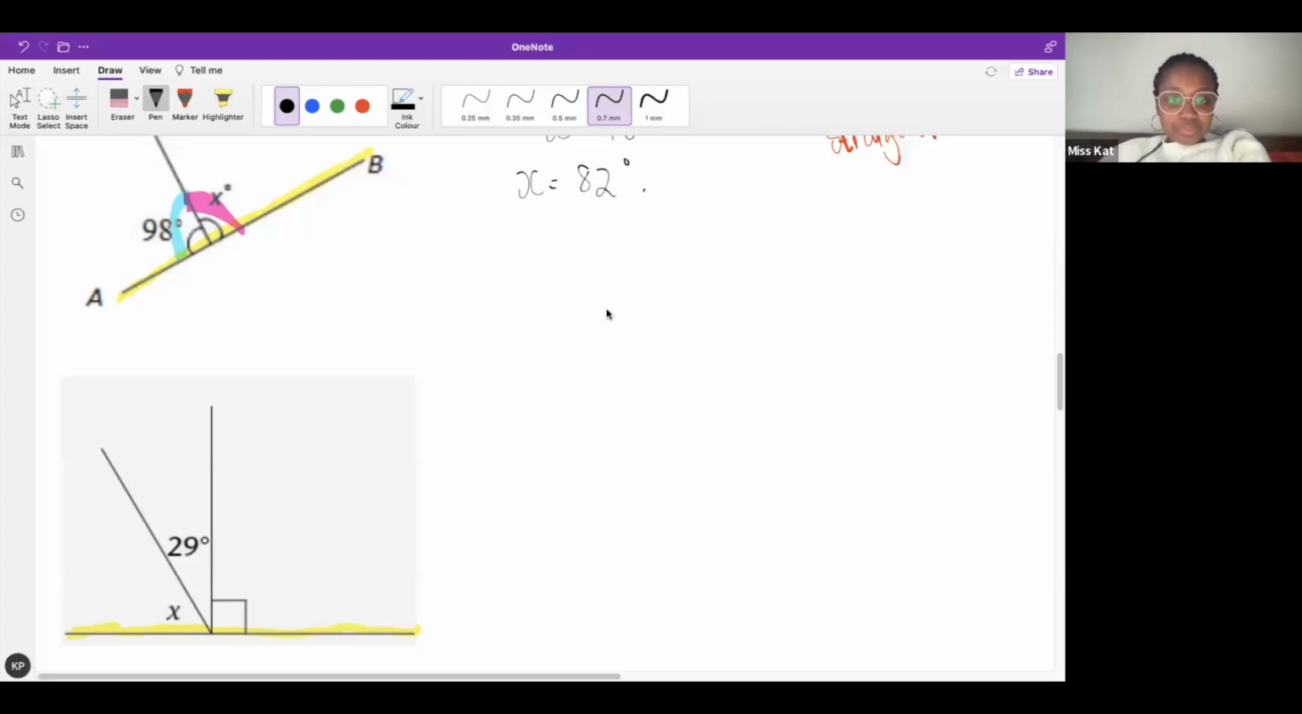Okay. So we know that the square means 90 degrees because it's a right angle. And we also know that it's on a straight line. So we're gonna say X plus 29 degrees plus 90 degrees equals 180. Loving it. What's my reason? Angles on a straight line. Okay. Angles on a straight line or adjacent angles on a straight line. It's fine. Okay. And then what?